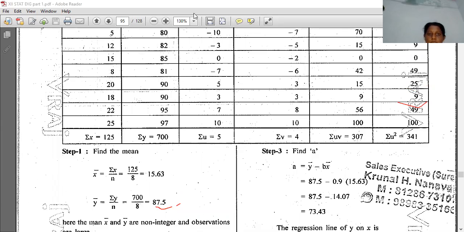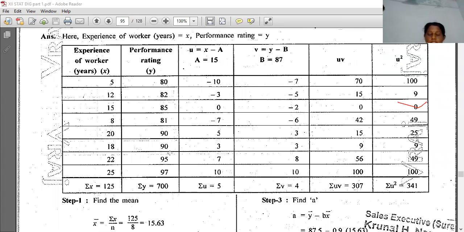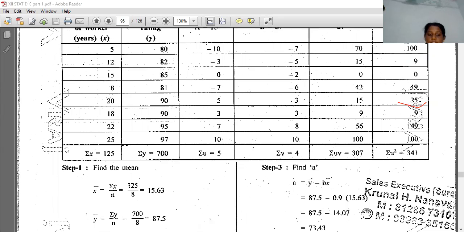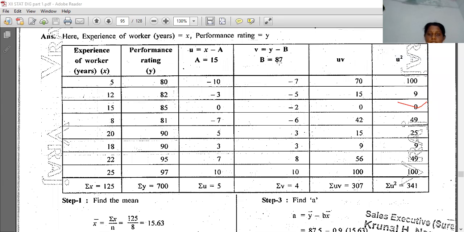X bar is 15.63. So the approximate value we have taken is 15. Here the number 15 is also there in X, and Y bar is 87.5. We have taken the approximate value as 87, and 87 is not there, or you can take 90 or 85 or something like that. Any number you can assume from this column.